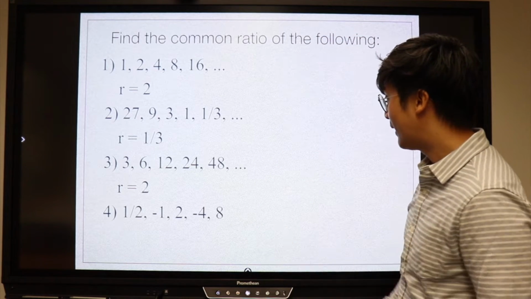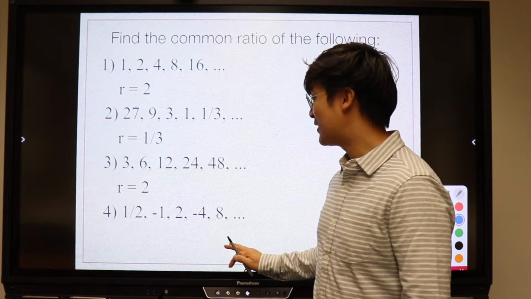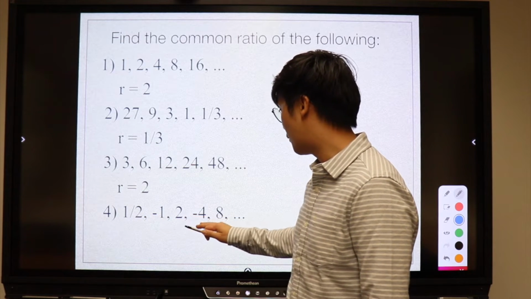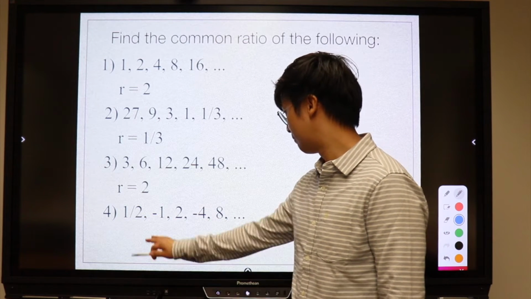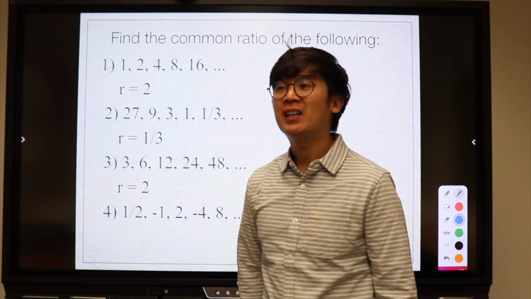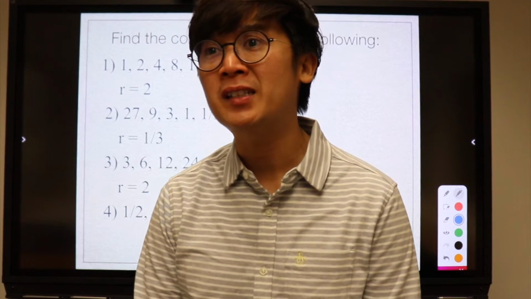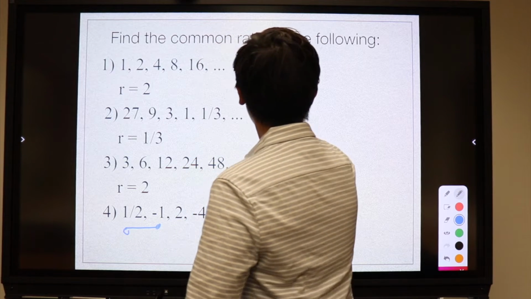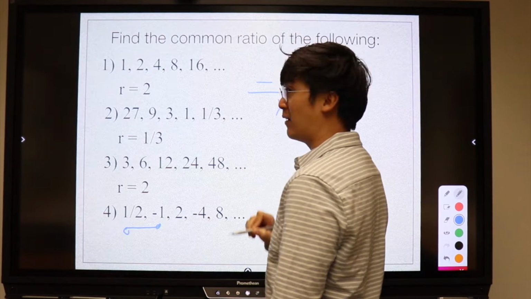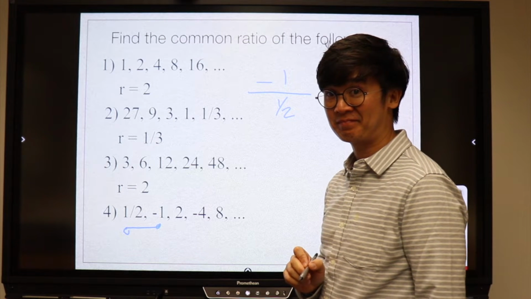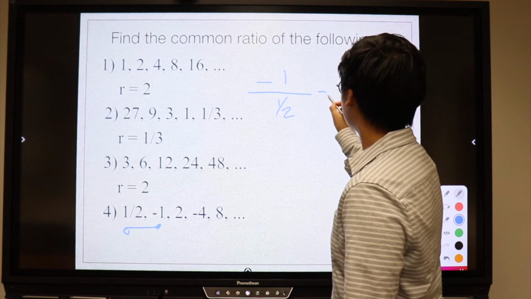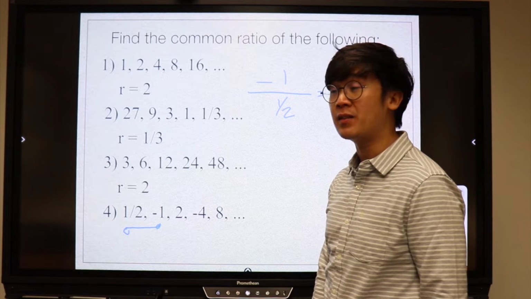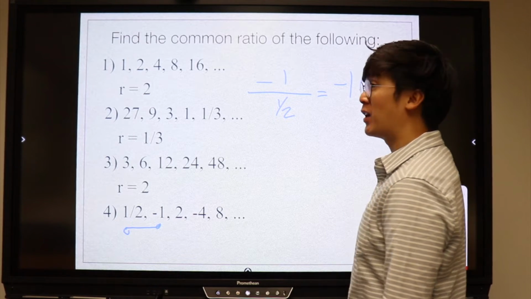Okay? Now, is this shrinking or increasing? Increasing. 1/2, -1, 2, -4, 8. But what do you notice about the signs? It is interchanging, right? So let's see if this is still a geometric sequence. Let's follow the rule. Divide this by that, right? What is -1 divided by 1/2? But how do we do that? It's -1 times the reciprocal of the denominator. What's the reciprocal of the denominator? So what's 2 times -1?